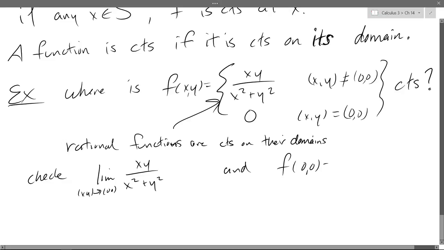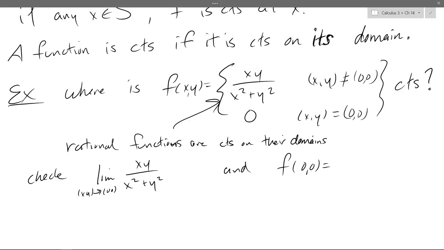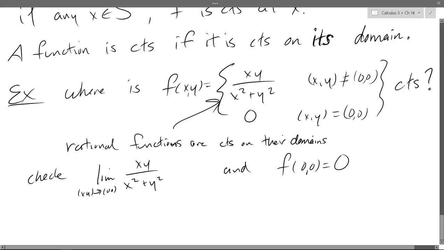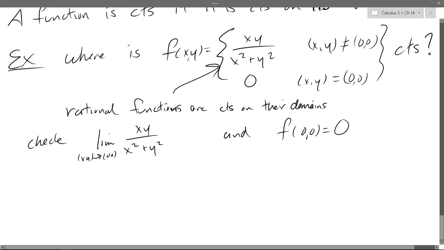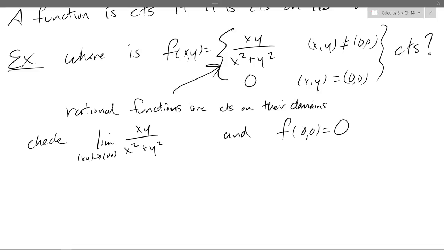All right, easy question. What's f of 0, 0? It's just 0, the second piece up here. All right, so the question is, does this limit equal 0? It's always easier to show a limit does not exist, usually, unless there's obvious algebra. I can just see it's going to be a 0 over 0, so if it's going to be algebra, it's not obvious. So try to show this limit does not exist. Pick two different paths and see what you get.